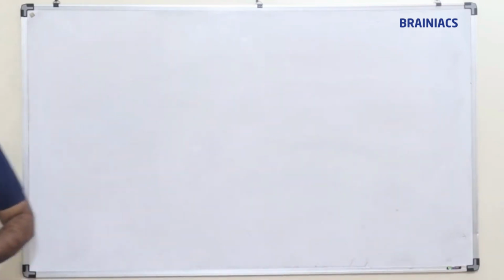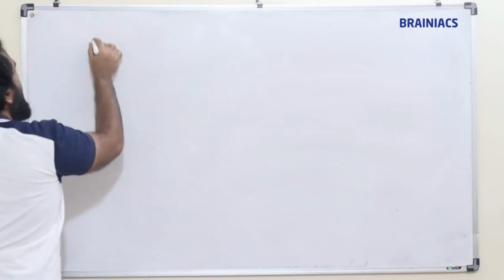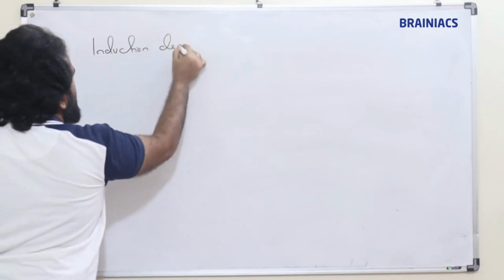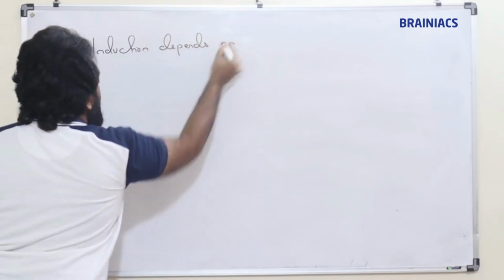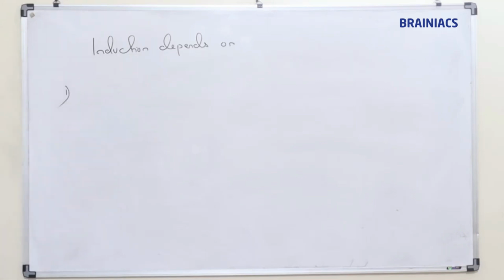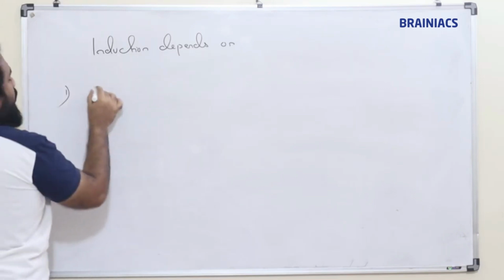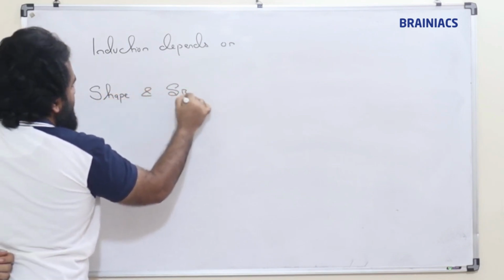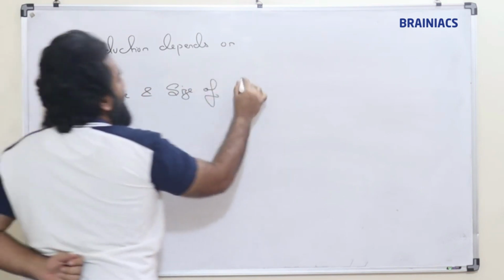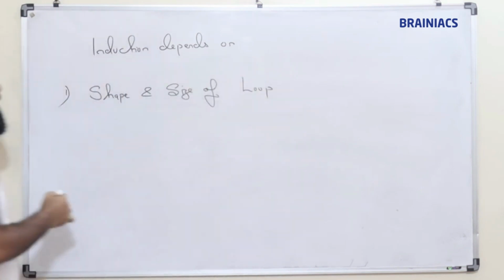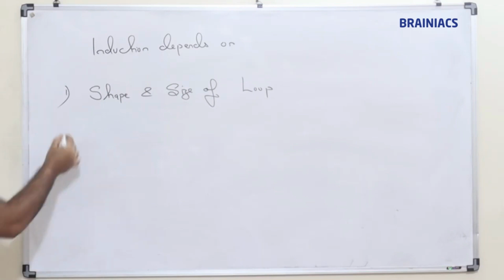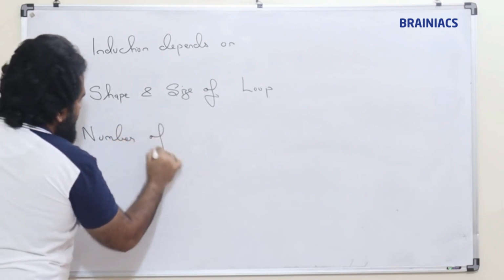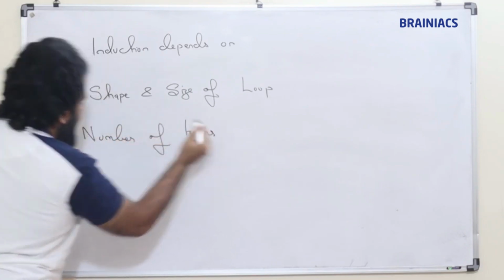Okay. So generally induction depends on, number one, the shape and size of the loop. Okay, shape and size of the loop. Number two, number of turns.